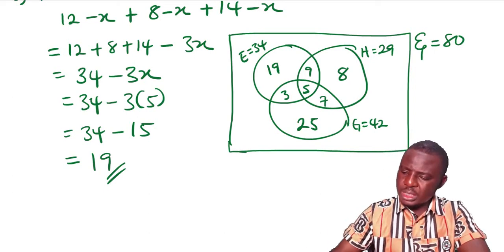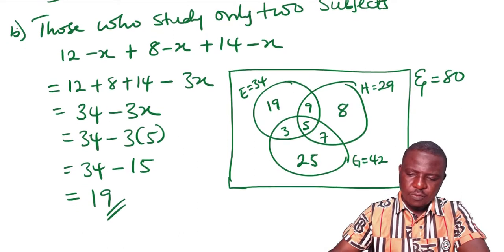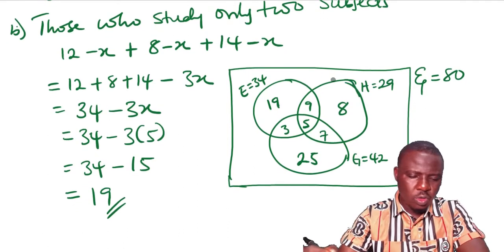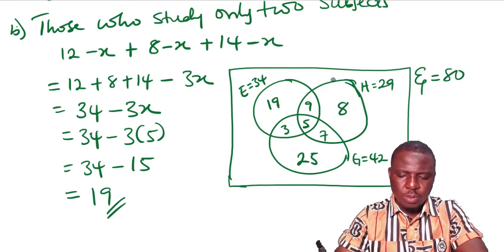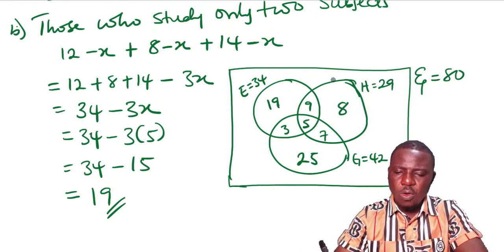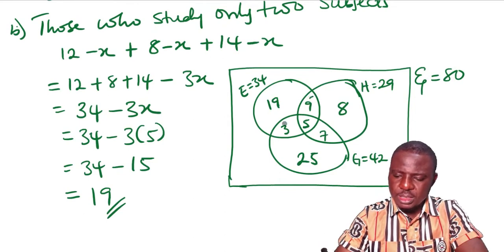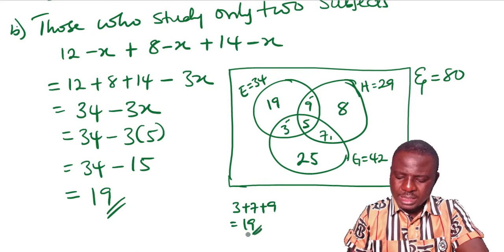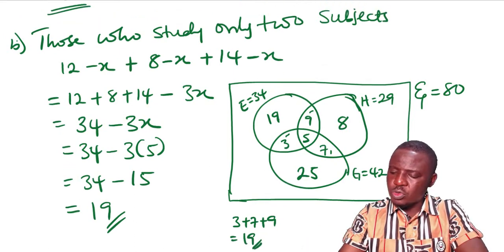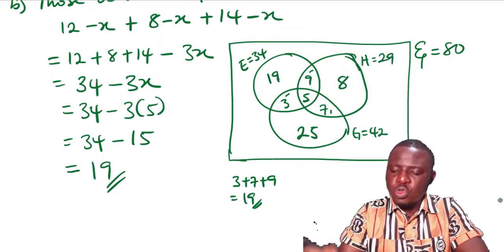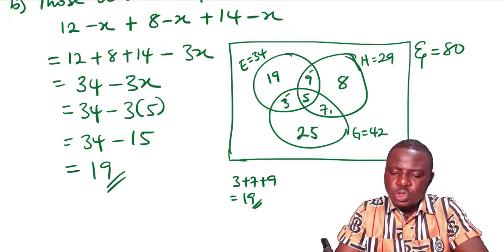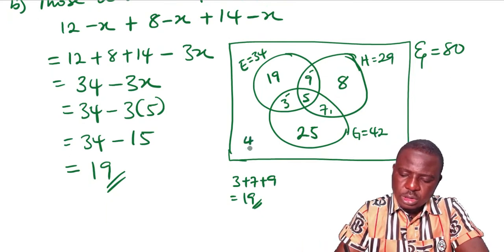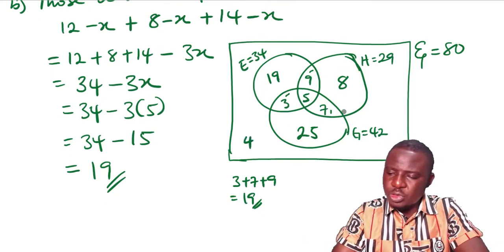You can as well get the answer to question B from this new Venn diagram I just drew by saying how many students offer only 2 subjects, which are this, this, and this. So if you add 3 to 7 plus 9, it also gives you 19. So you will discover that you can also get the same answer using that. Now, for you to know that you are right, when you sum up all the 8 regions, their sum total will be equal to 80.